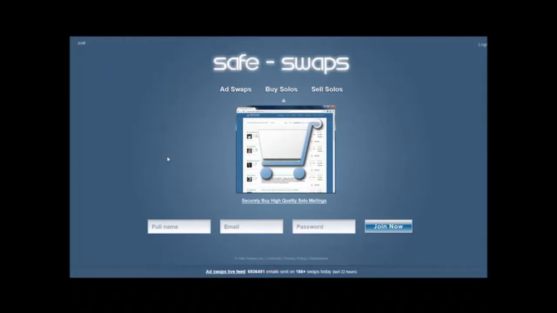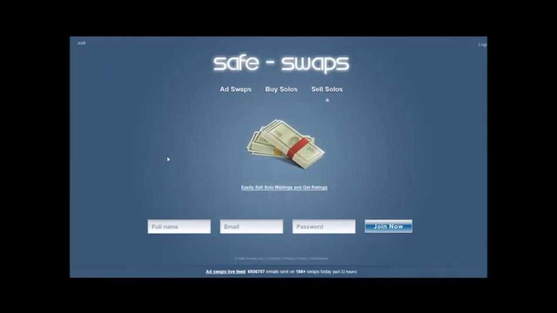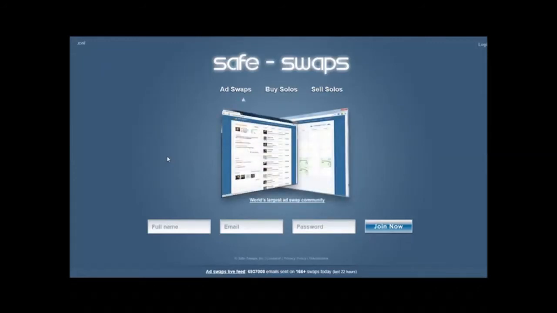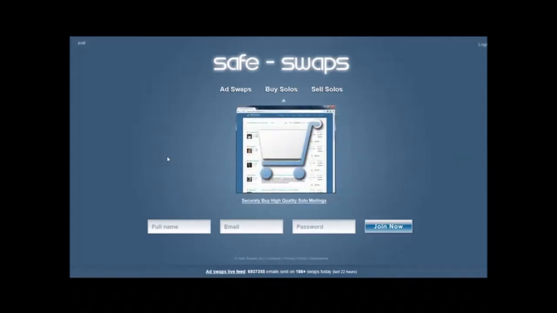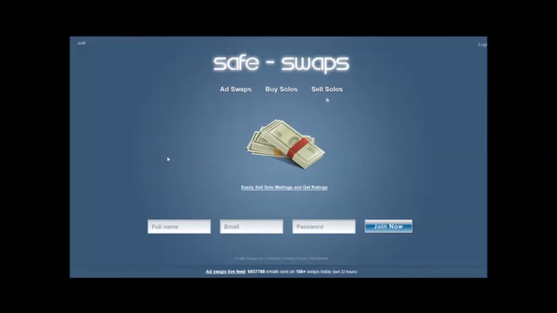But Safe Swaps is a great spot just because it is actually safe. There are reviews. It works a lot like the eBay system, where you're getting people to review how it went. It works a lot like the Warrior Forum does, and those kinds of things. So you might want to look at solo ads.